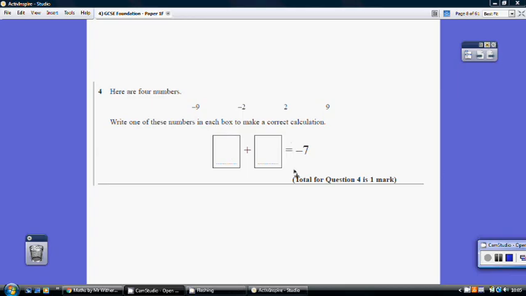Question 4. Write one of these numbers in each box to make a correct calculation. Well, minus 9 add 2 equals minus 7. Just think about the number line. If you're on minus 9 and then you add 2, you're moving 2 to the right. That takes you to minus 7.